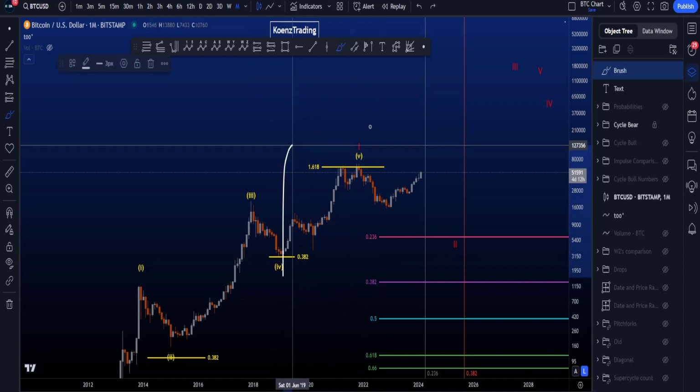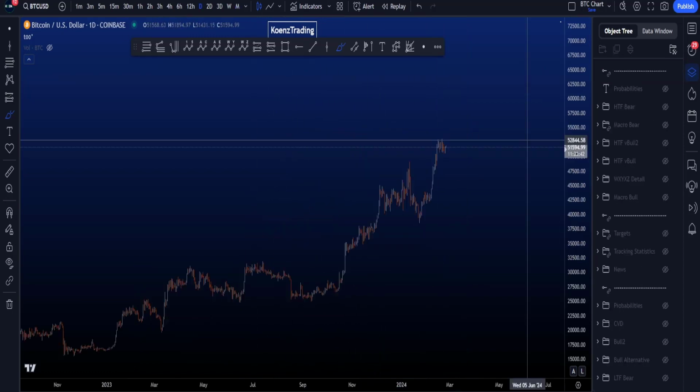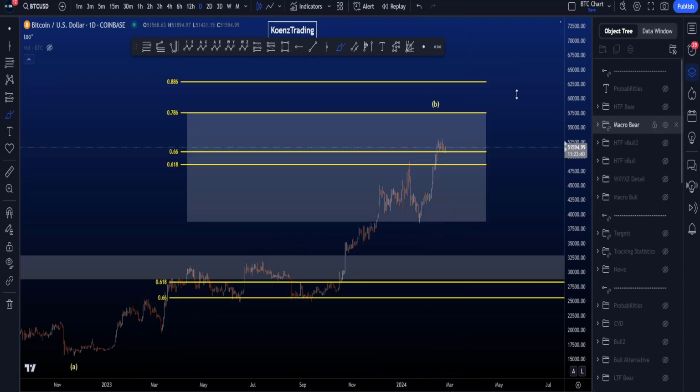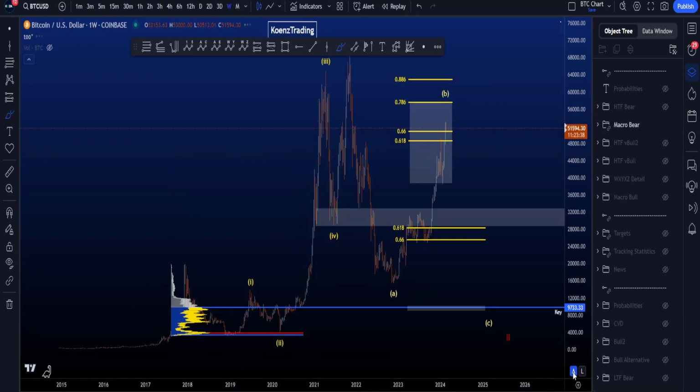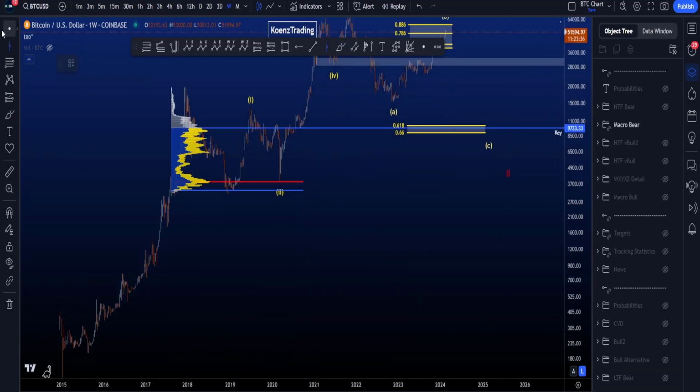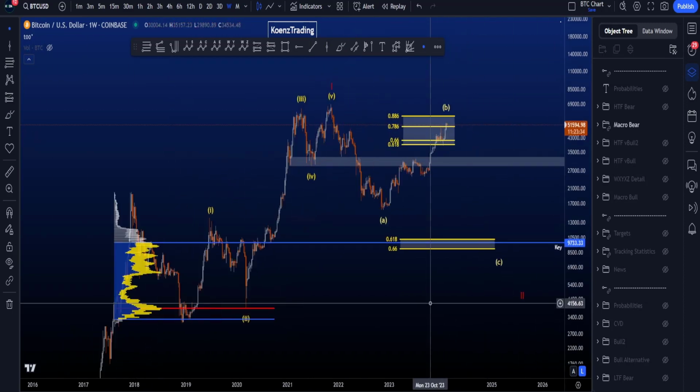Now if we then zoom into the bearish macro scenario, we go to the weekly time frame over here, then what you will see is a 3-wave structure to the downside in a wave A, B, and then eventually a wave C.